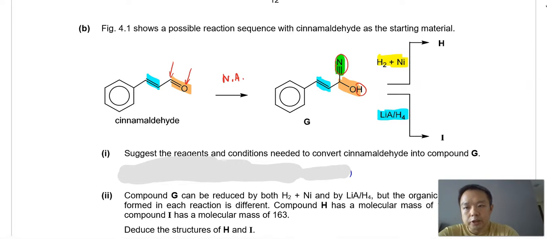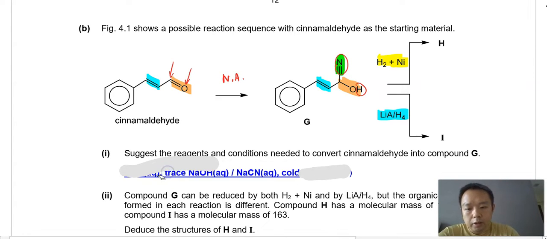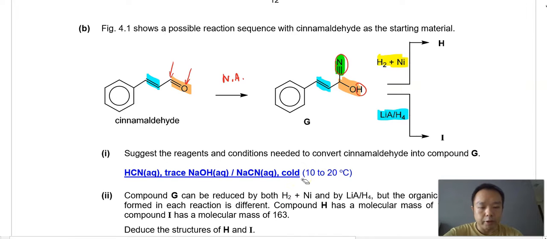The type of reagents and conditions required will therefore be your HCN with a trace amount of either NaOH and NaCN, or NaCN as catalyst, and cold temperature to prevent the HCN from boiling off. Okay, because HCN is toxic. So this is the standard bookwork reagents and conditions for your nucleophilic addition of HCN across the C=O double bond.